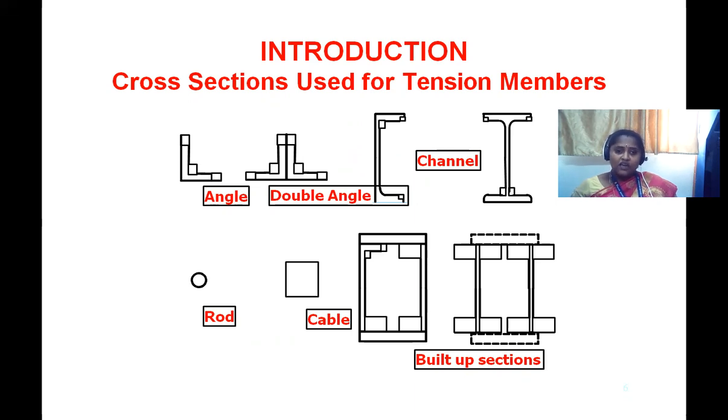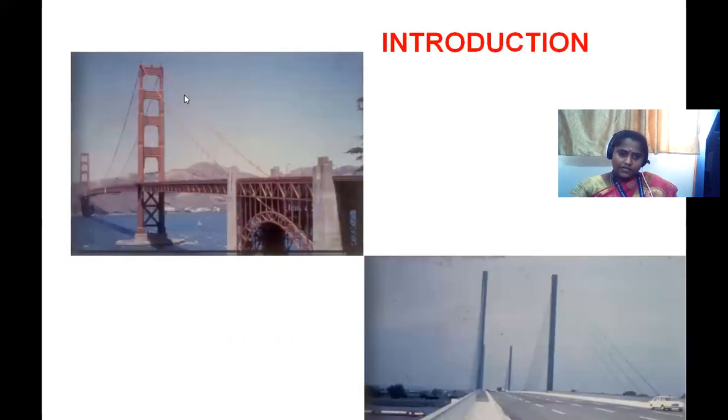In addition to that, we go for built-up sections. Built-up sections are nothing but, instead of one section, we go for two sections for the same required cross-sectional area. And that is what we call built-up sections, right? In that, sometimes we go for double I section, or double angle section, or sometimes double channel placed back to back. All these come under built-up sections.